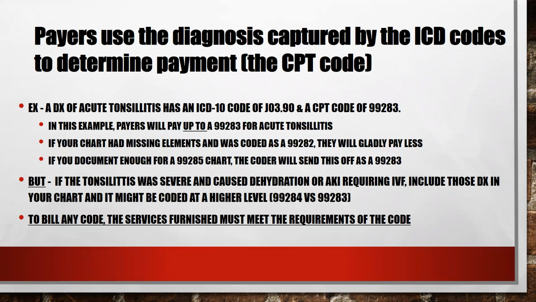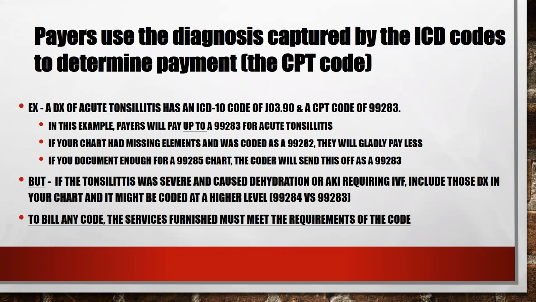The interesting thing is, if you saw this patient and their tonsillitis was severe enough to cause dehydration, or maybe they've got an AKI and you need to give them some IV fluid, if you include those diagnoses in your chart, things like dehydration requiring IV fluid may bill out as a higher code. So that might actually be a 99284. So that chart may actually bill higher. So make sure you put in all your diagnoses.